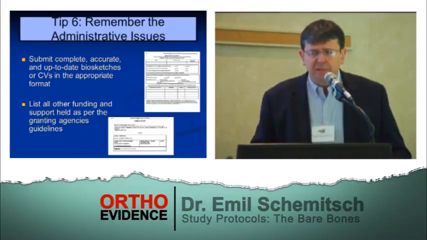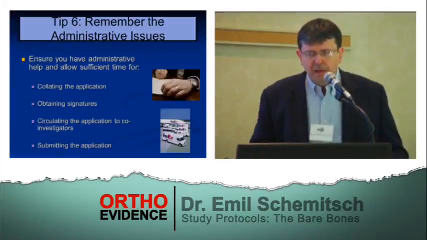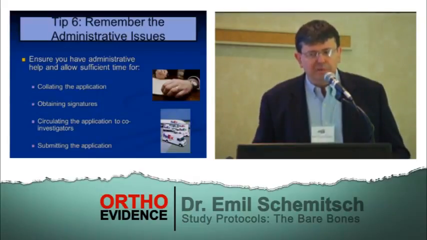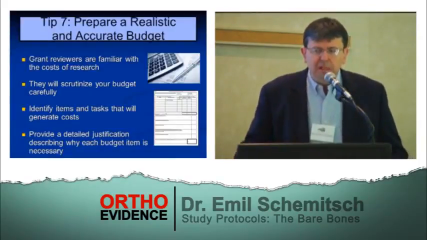You want to remember the administrative issues. So there's a lot of paperwork that goes together with these trials. You want to submit complete, accurate, and up-to-date biosketches or CVs in the appropriate format. You want to list all other funding and support held. A lot of granting agencies want to know if you've got funding that overlaps with the current application. You want to make sure you've got administrative help and allow sufficient time for collating the application, getting signatures. So again, this is something that you don't want to leave to the last minute. You want to, again, circulate the application to co-investigators to get their input, and then finally submit the application. Budgets are important.